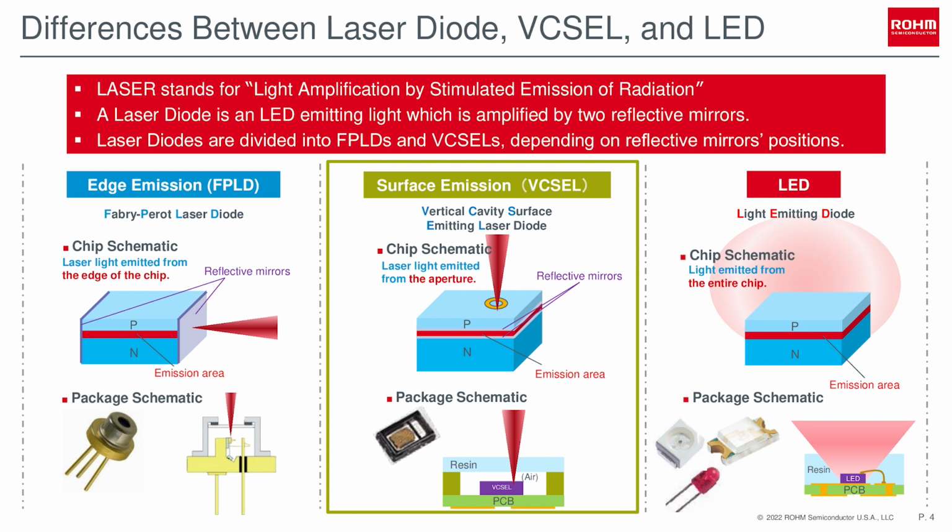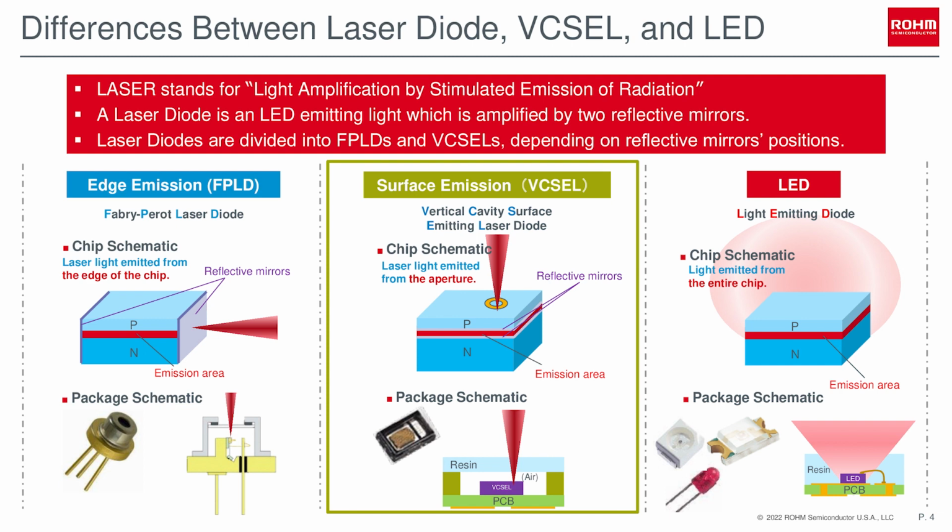Let me explain these figures. First, the figure on the left is an FPLD, or Fabry-Perot laser diode. It has a reflector perpendicular to the emitting area, and the light is emitted from the side. It is the thinnest and strongest of the three types.